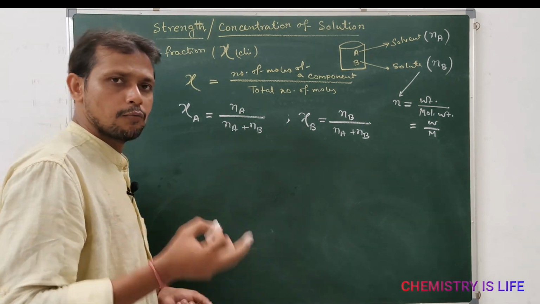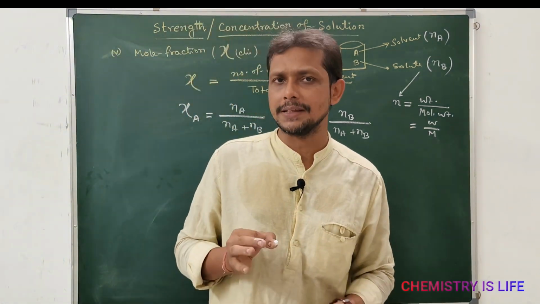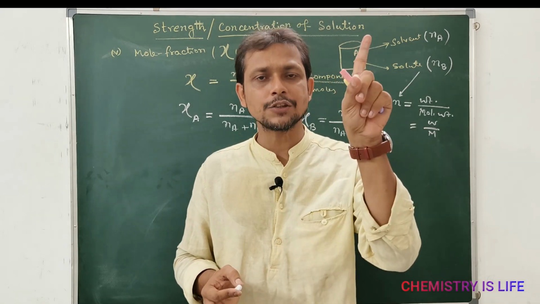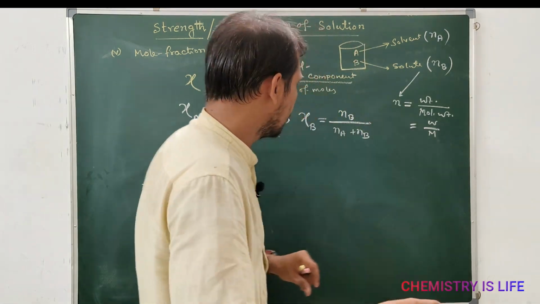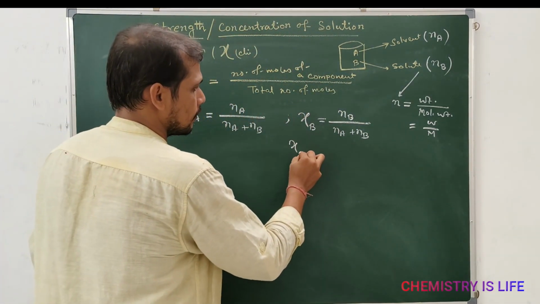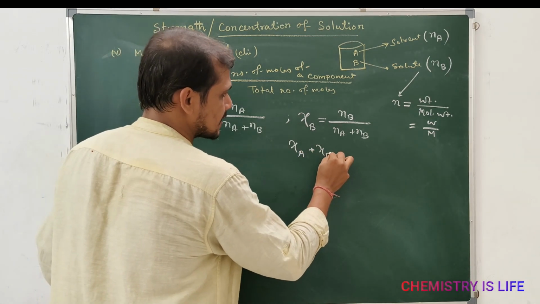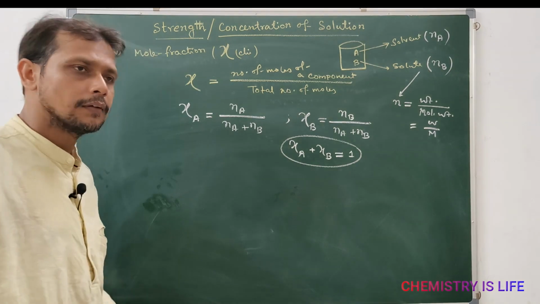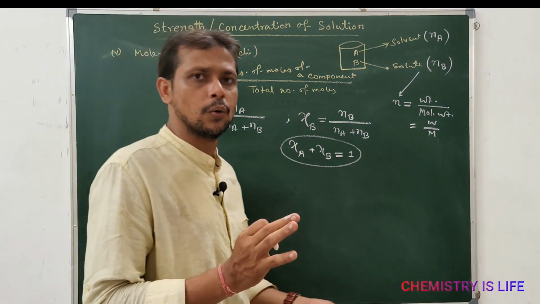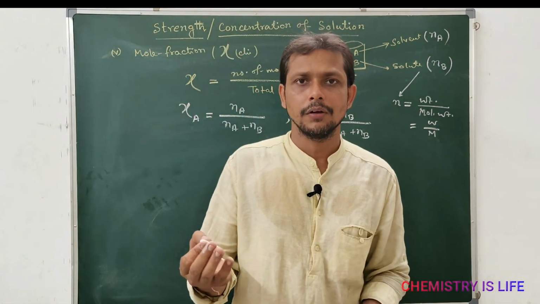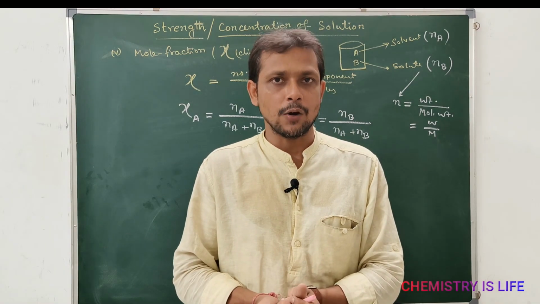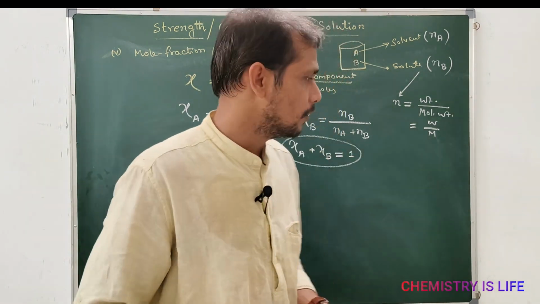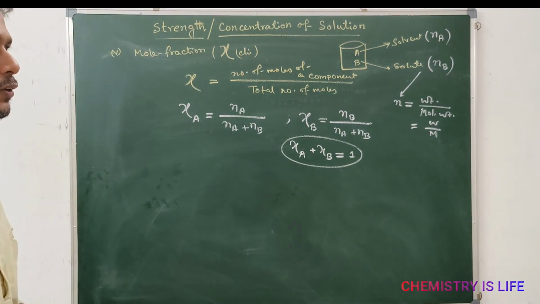So always remember, a binary solution means a solution which has two components, one solute and one solvent. For a binary solution, the sum of the mole fractions, that is chi A and chi B, will always be 1. So if we know the mole fraction of one component, we can easily know the mole fraction of the other component, 1 minus that.